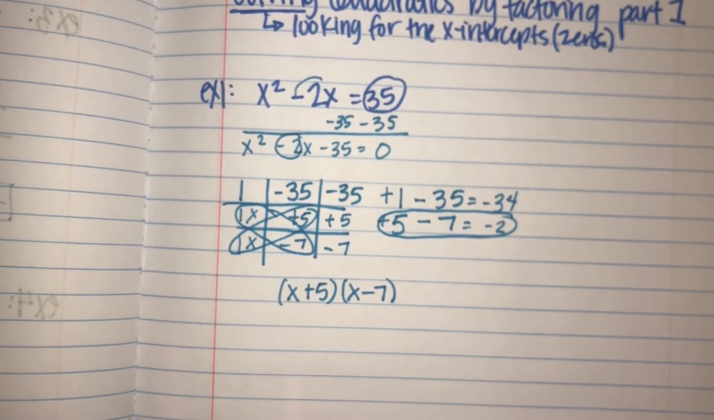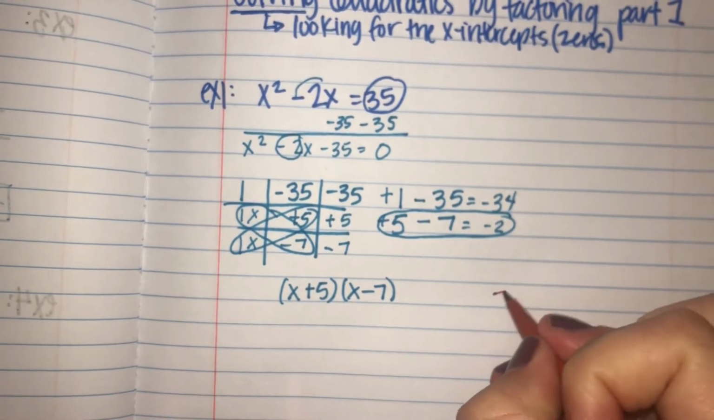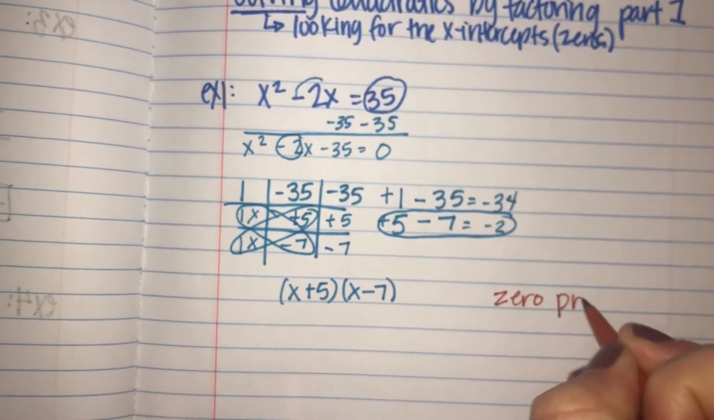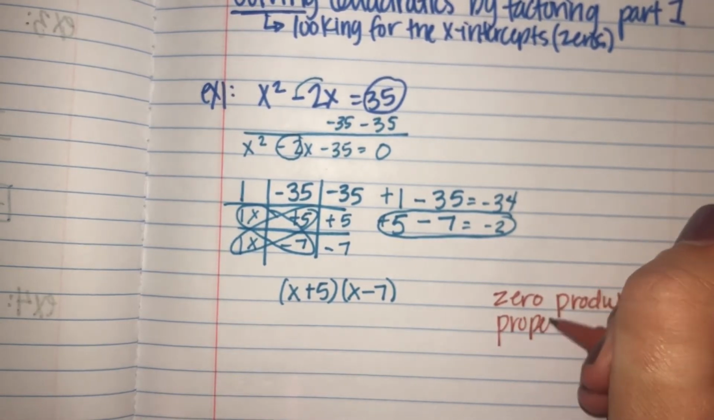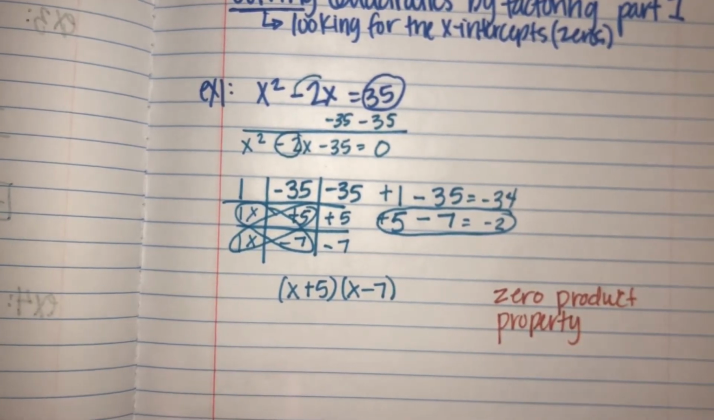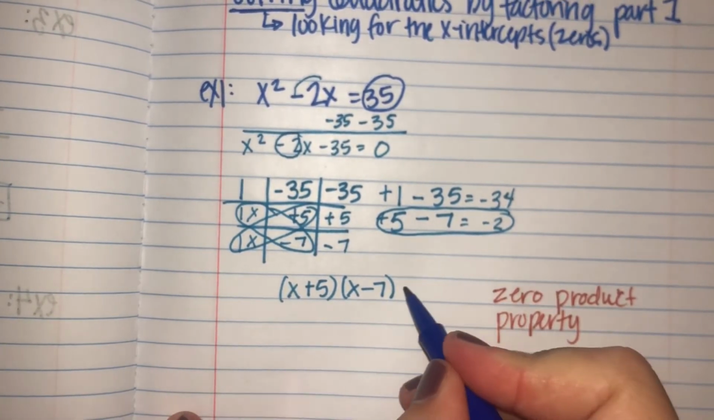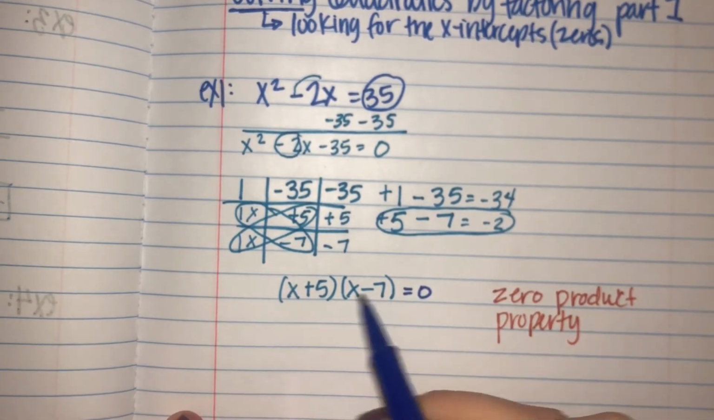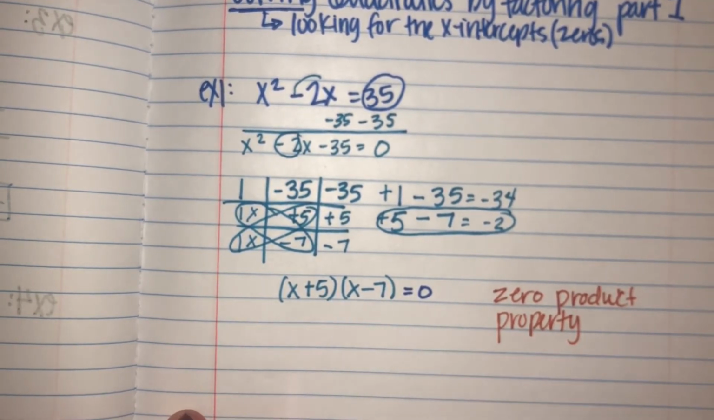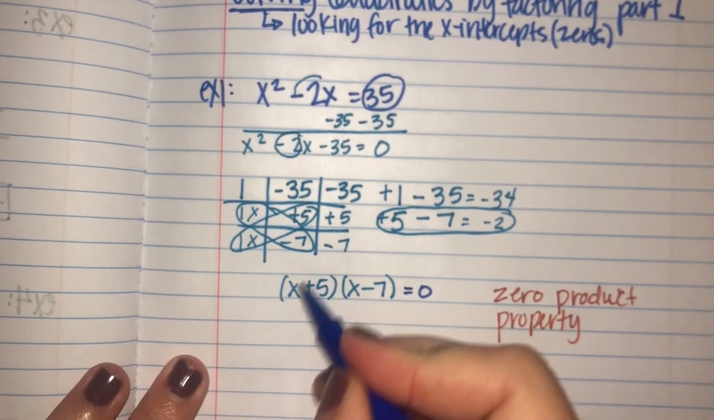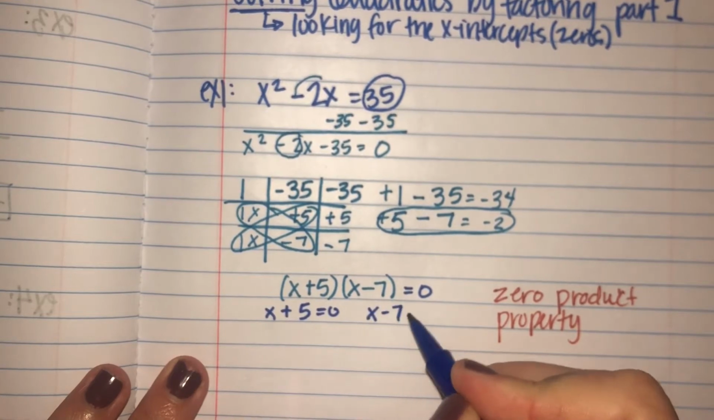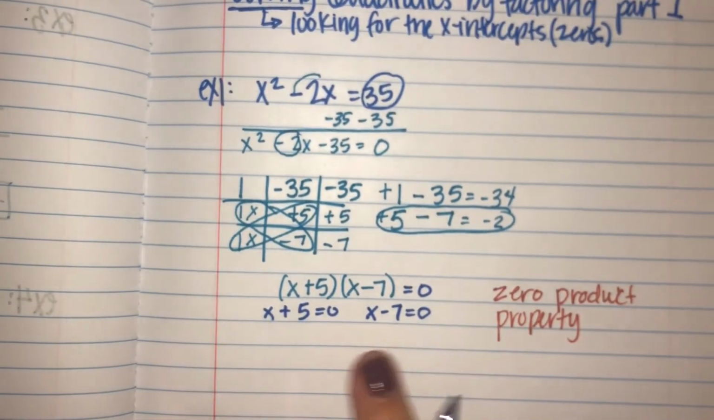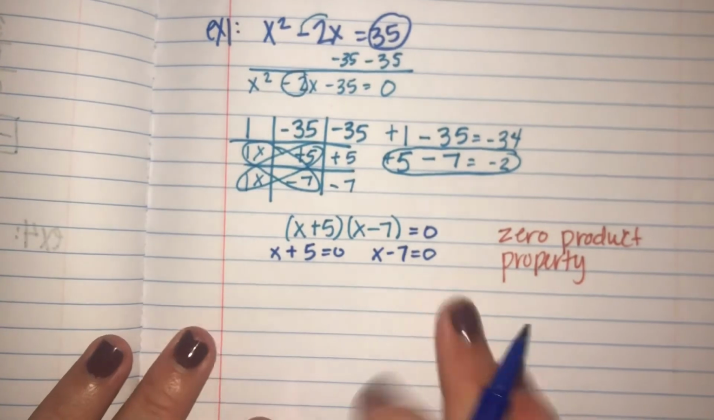In a previous video, you should have learned about what's called the zero product property. And basically that means if I have 2 expressions and they are equal to 0, one of these 2 factors has to also equal 0. So what we do is we set the first factor equal to 0, and then we set the second factor equal to 0. And you should know how to do this from a previous video earlier on this week.